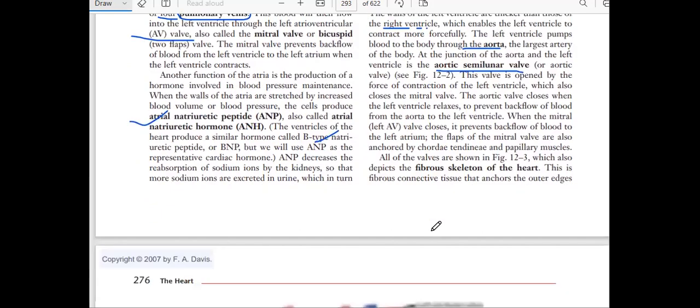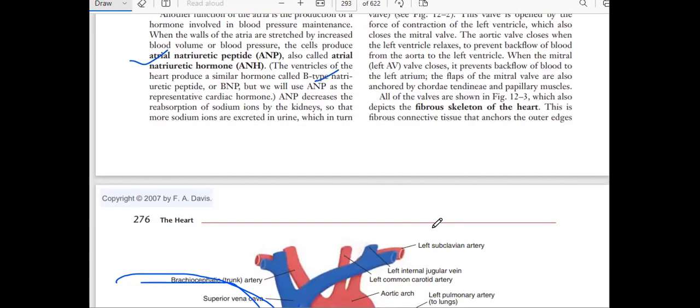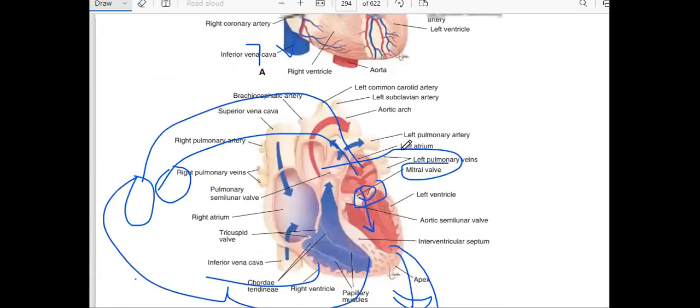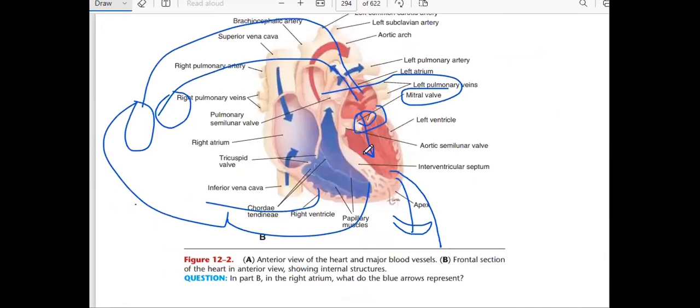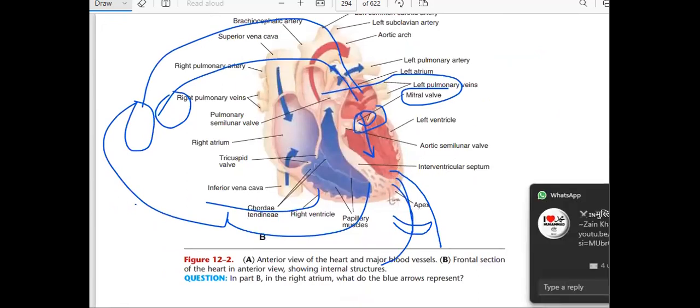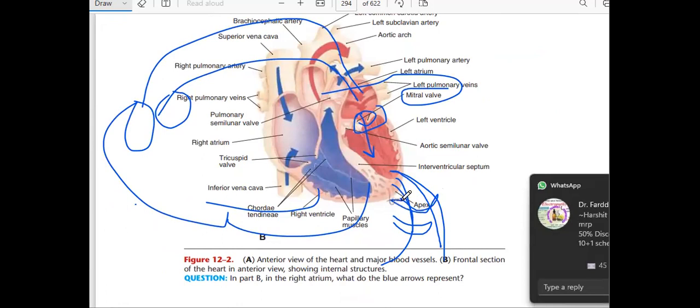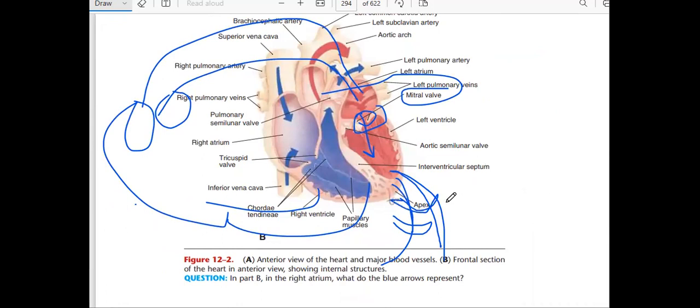All of the valves are shown. These are fibrous connective tissue that anchor the valve flaps. Okay. So basically, the second thing you simply have to understand is that from here we have the aorta. Here we have the aorta, and in it the aortic semilunar valve is there.